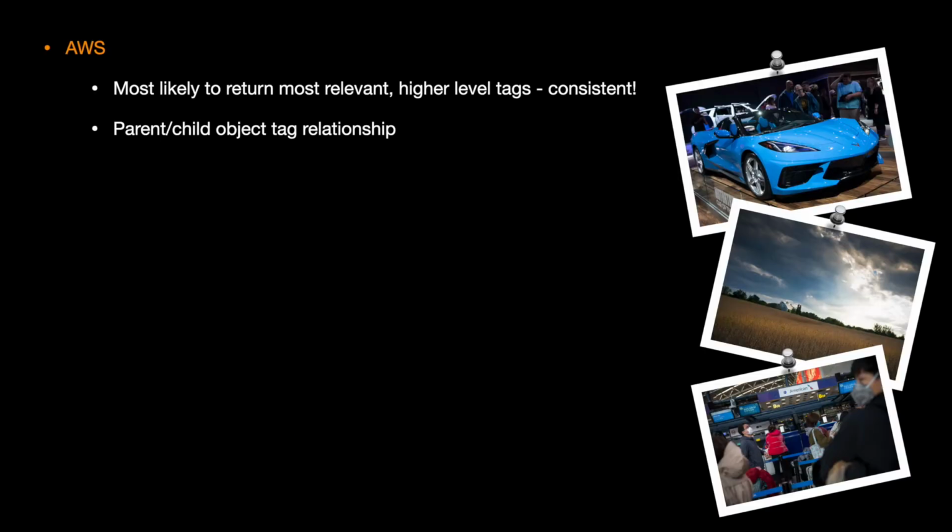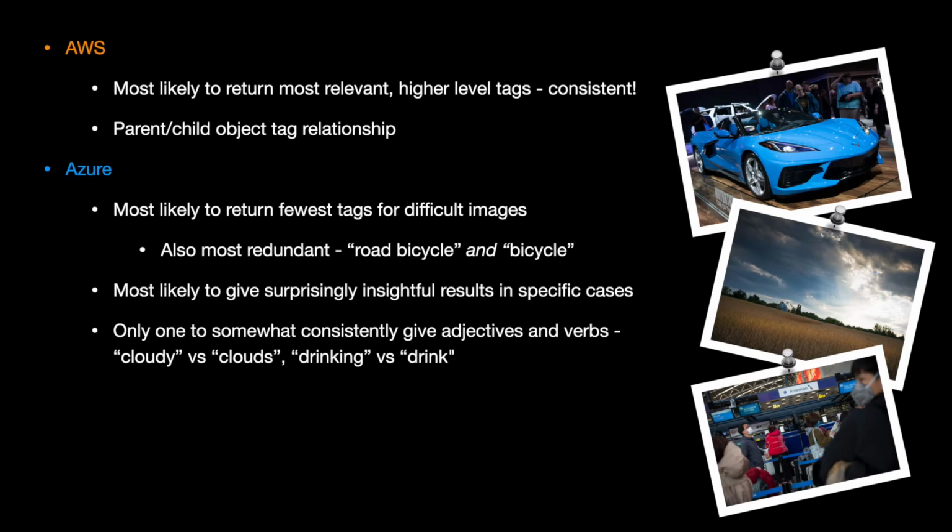So it's pretty difficult to pick a winner of the three based on what they return, but there are some interesting differences. AWS, for example, is probably the most consistent of the three. Even if you give it a difficult image, it's the most likely to give you relevant information about it. There's also a parent-child object tag relationship, which is pretty interesting. It makes removing redundant information a little bit easier, as well as making the responses a little bit easier to parse. Azure, on the other hand, is definitely a little bit less consistent, with the most likely to return few or almost no tags for a difficult image. But it's also surprisingly insightful in a few specific cases.